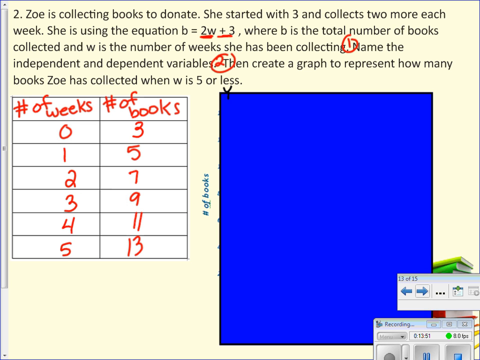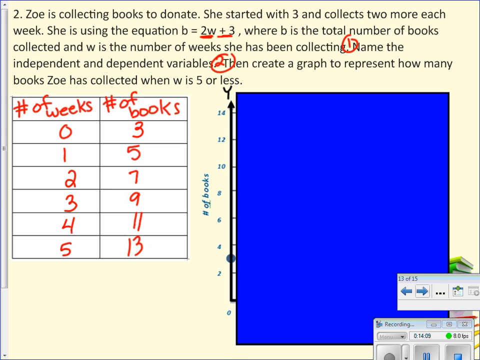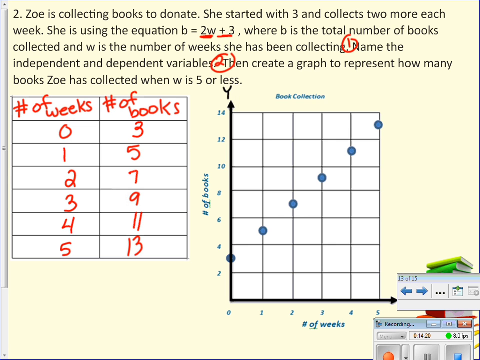So now when you make your table, just think about what interval you're going to use on your y-axis. I can't count by 3s. I'll miss the 5, the 7, the 11. We don't have enough room to count by 1s. So you can actually go up by 2s on your y-axis, and then you'll just be plotting in the middle. So take a minute now, draw your graph, identify your variables, and then we'll go over.